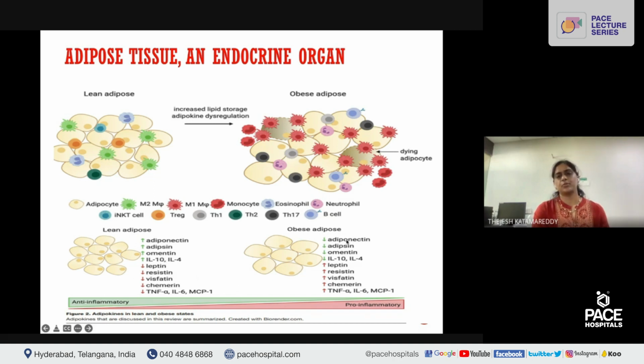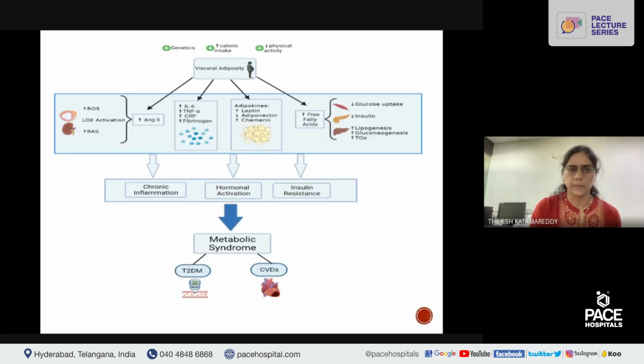Once the adipose tissue is hyperplastic or hypertrophied, the inverse of all these effects happens, and it forms a pro-inflammatory place for the inflammation to occur.